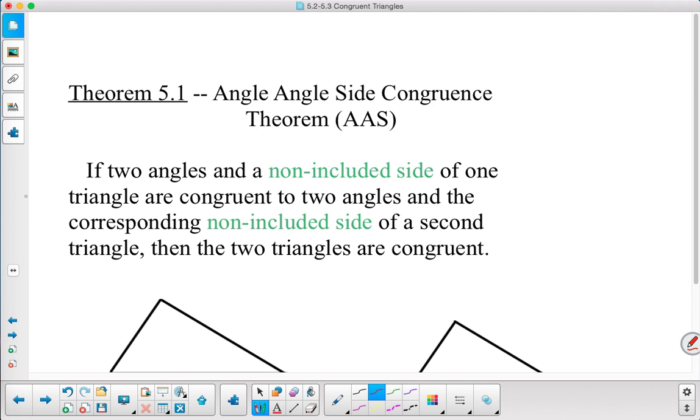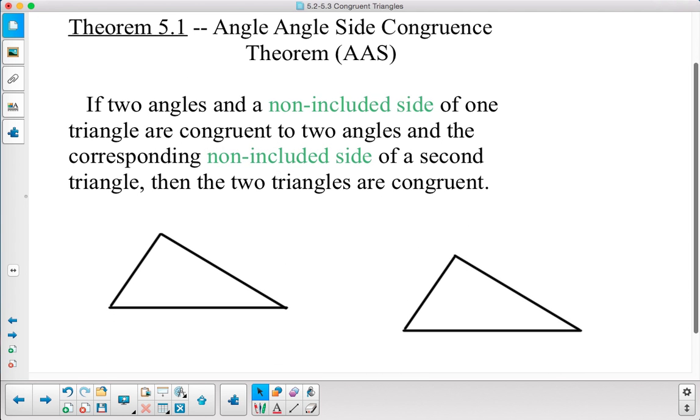The fourth one for today is almost like the last one, but the difference is the side is not going to be included between, it's not going to hook those two angles together. So if two angles and a non-included side of one triangle are congruent to two angles and the corresponding non-included side of a second triangle, then the two triangles are congruent. Again, pause so that you can write notes.